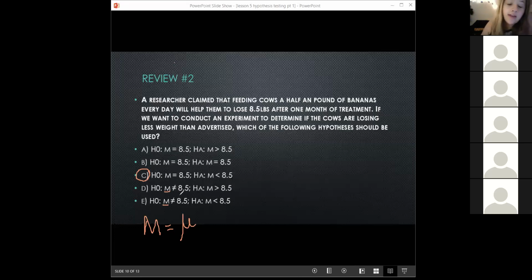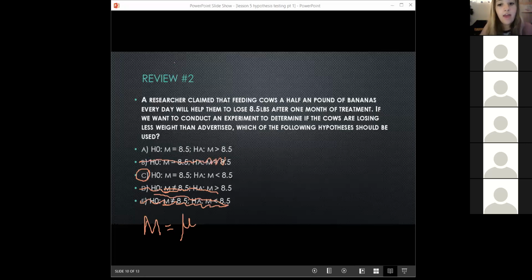null hypothesis has to have an equal sign in it. So D and E are already out because our null hypothesis has a not equal to sign. So that's no bueno. So that's done. B can't be correct because our alternative cannot have an equal sign in it. So that's not good either.